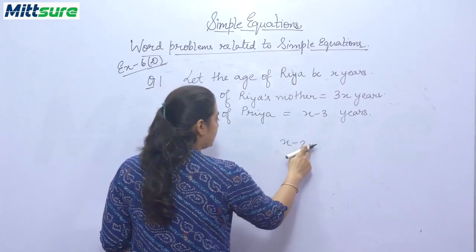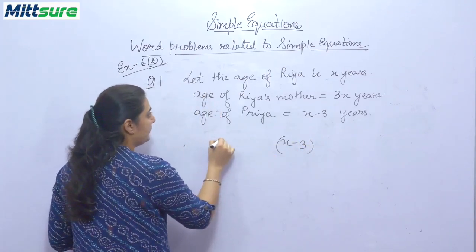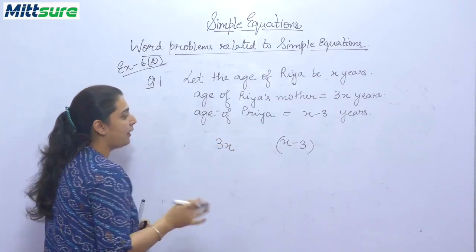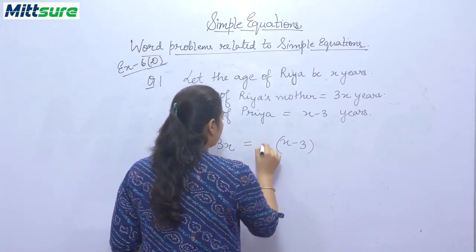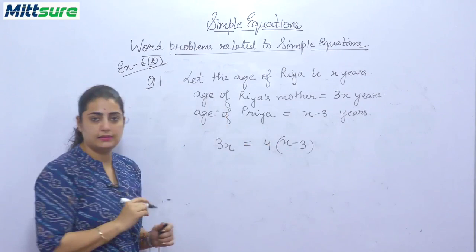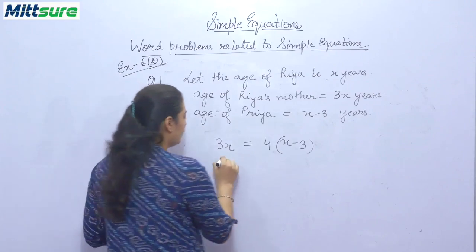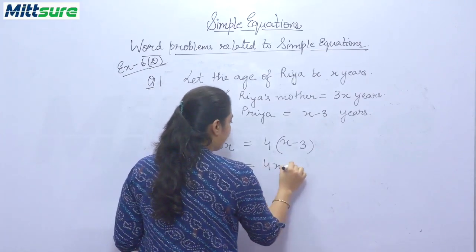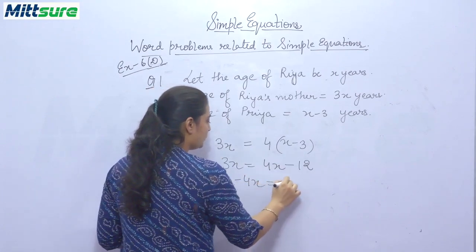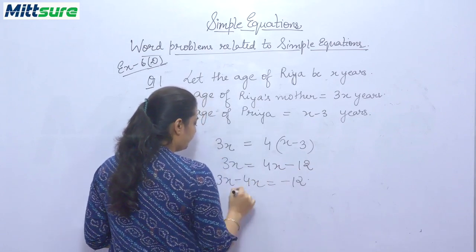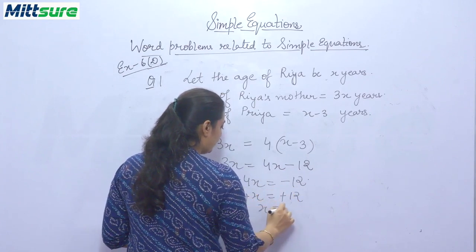Now x minus 3, and here we will be writing 3x. Okay, now I will be equating both the equations. So how will I equate both the equations? I will equate like this because, as I told you, we always go for the smaller value. Fine. 3x equals 4x minus 12. Right? 3x minus 4x equals minus 12. Now this will be minus x equals minus 12. So x is equal to 12.